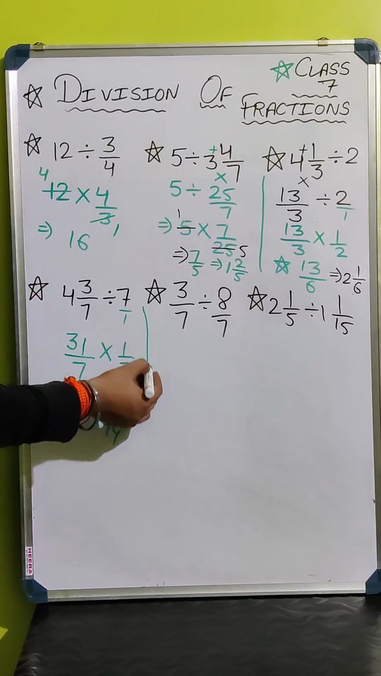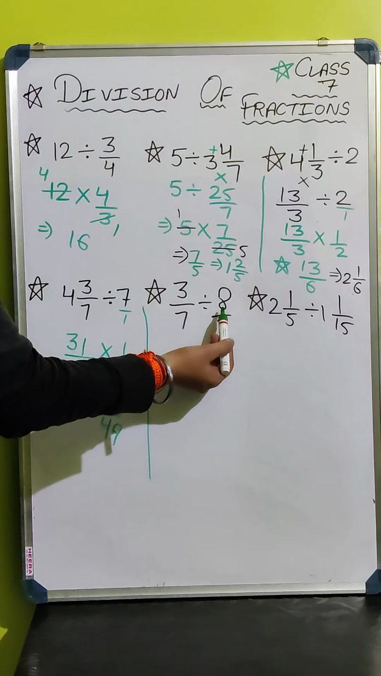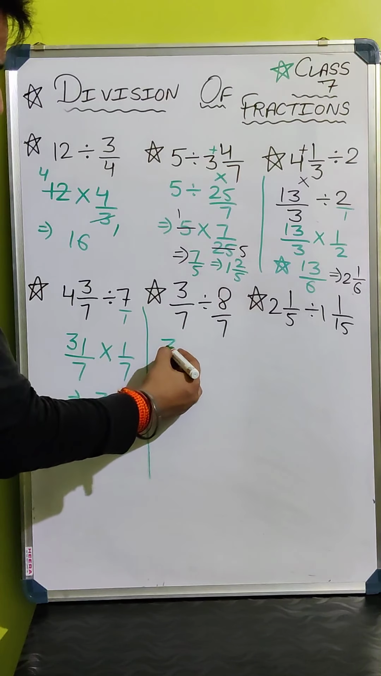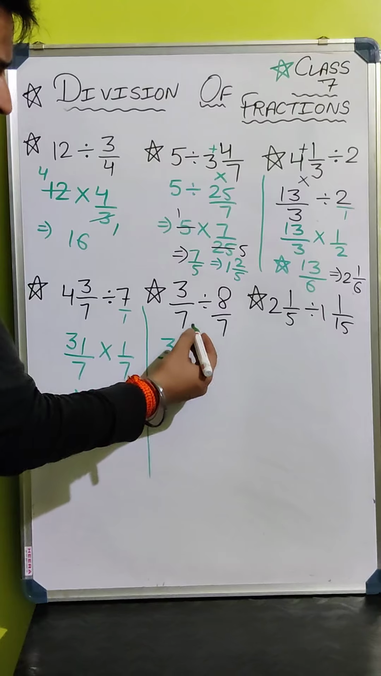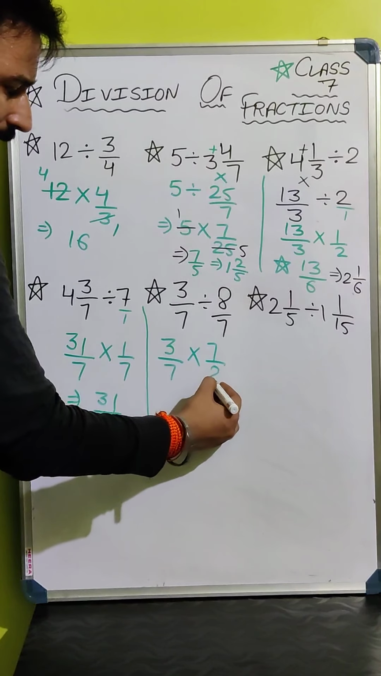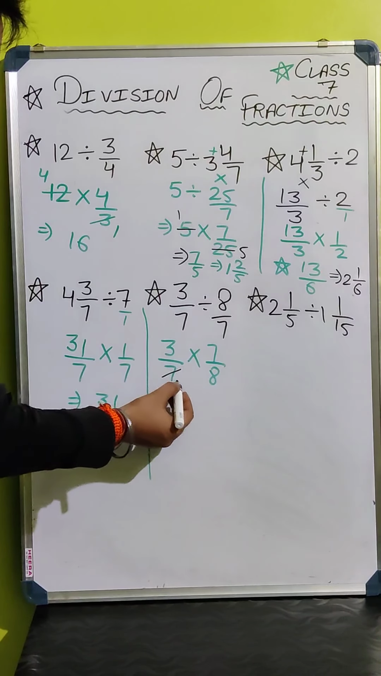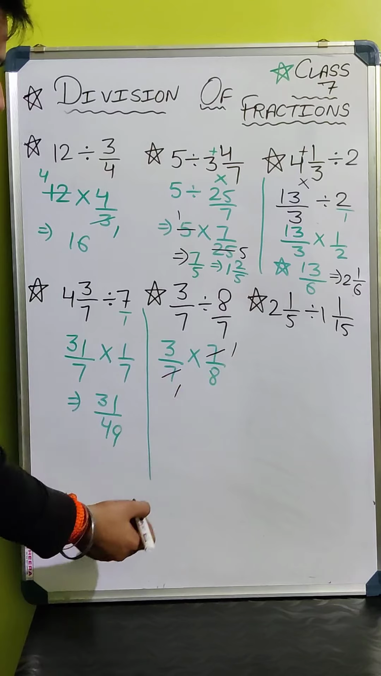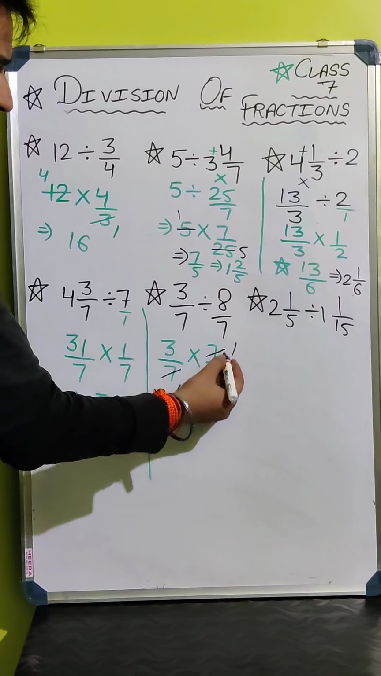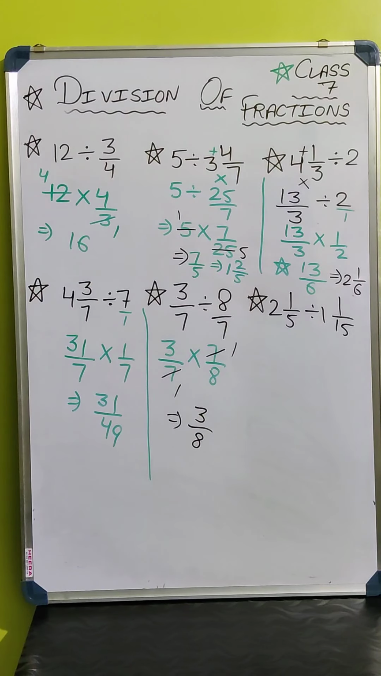Comes to the next question. What is this? 3 by 7 divided by 8 by 7. Simple. No need to convert them into simple fractions. Multiply by, you will take the reverse, that is 7 by 8. Now you can cancel the terms. You can clearly see 7 1s are 7, 7 1s are 7. So what will it be? 3 1s are 3, 8 1s are 8. So 3 by 8 is also a proper fraction, so no need to convert this fraction into a mixed fraction.